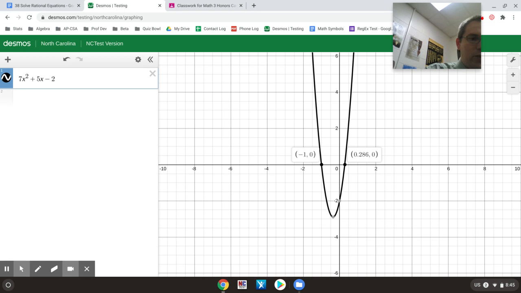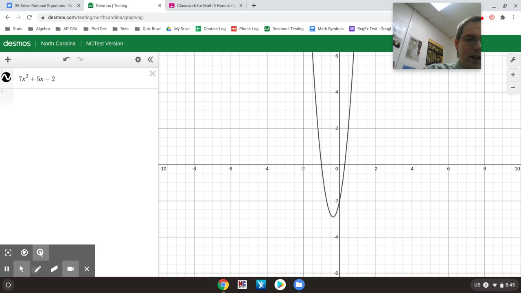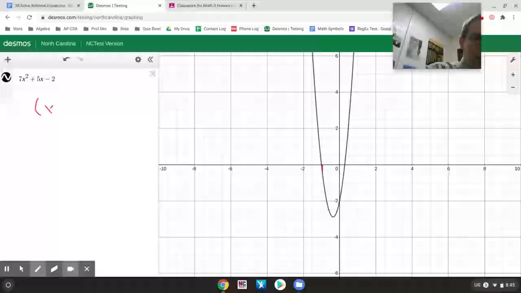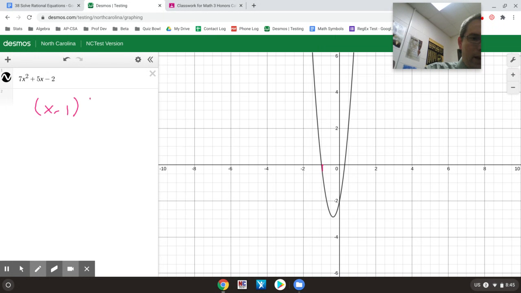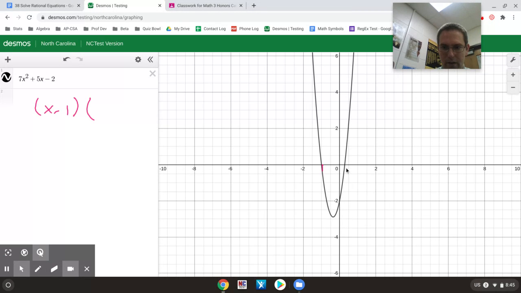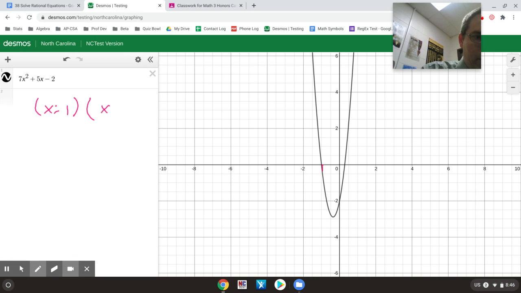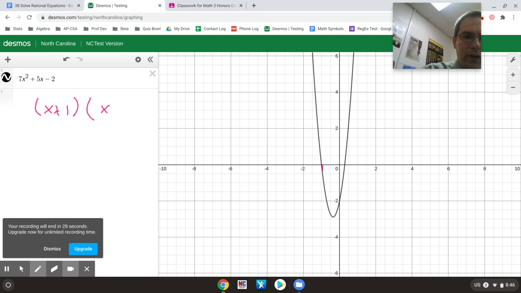That means if I were trying to factor it, that -1 would have given me a factor of x plus 1. Sorry, that should be an x plus 1 because it was a -1. And then the other decimal I had there, 0.286, would be x minus 0.286.